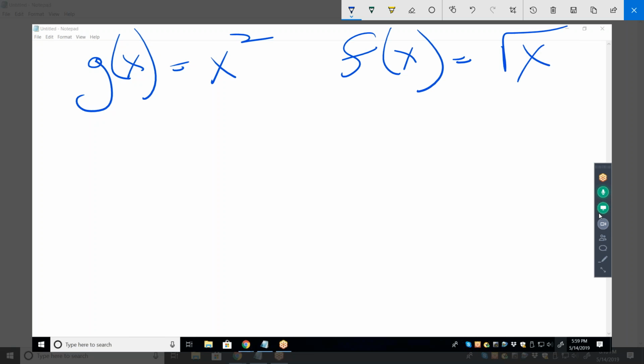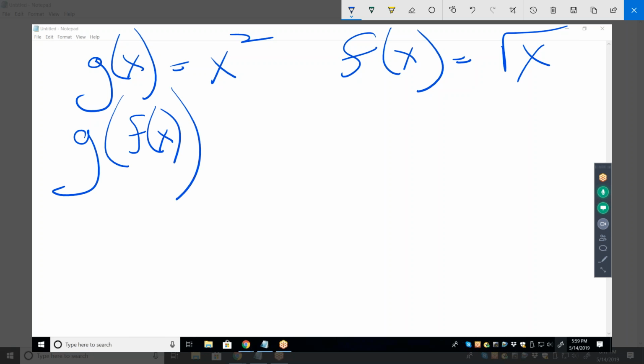I know that those are inverse functions of one another. Another way to look at inverse functions is that an inverse function undoes what the first function did. In the first function, I'm squaring x. So if I take the square root of x, I undo that.